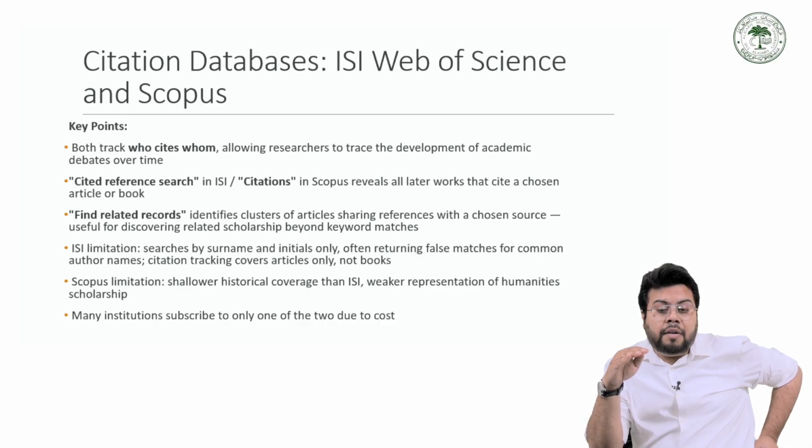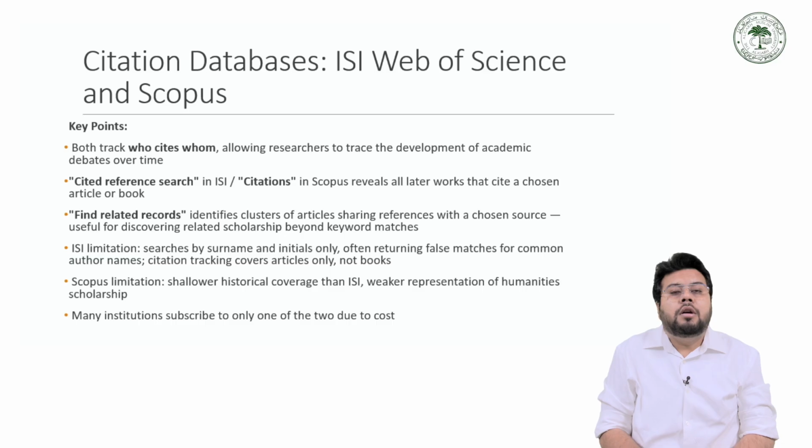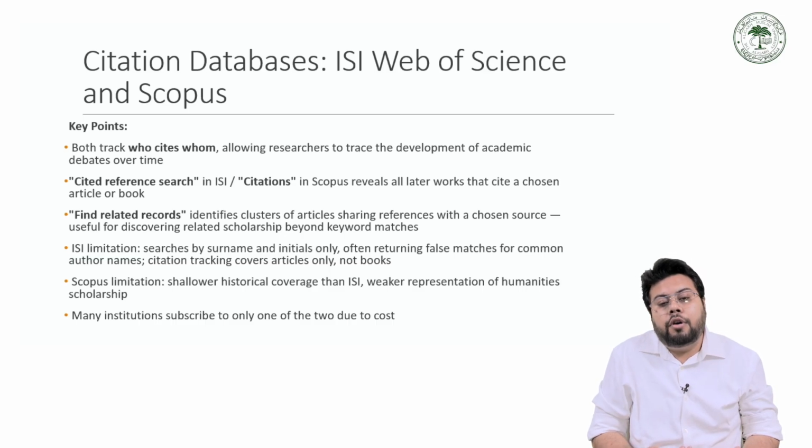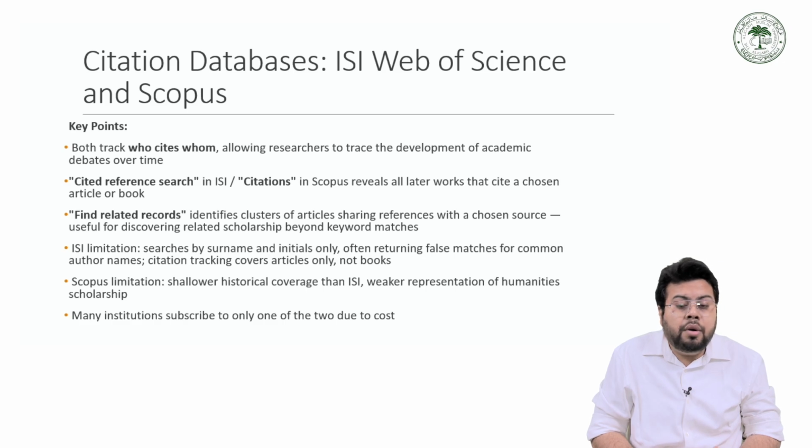Citation tracking only covers journal articles, not books, while Scopus does include book citations but has weaker coverage of the humanities and a shallow historical record overall. So, if your institution only gives you access to one of these two, know its specific blind spots.